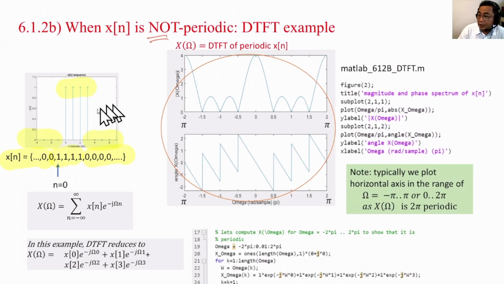Well, since this is an aperiodic signal, we can only use the DTFT equation to perform analysis. X of omega is equal to this equation over here. And of course, trying to sum anything to infinity might not converge, but fortunately for us, the support, meaning the non-zero values, are only from 0 to 3.